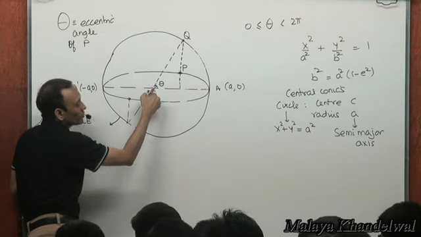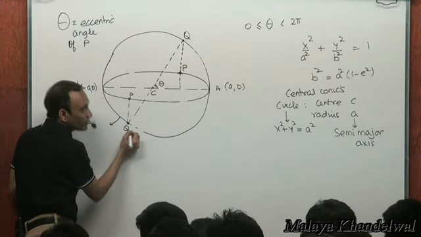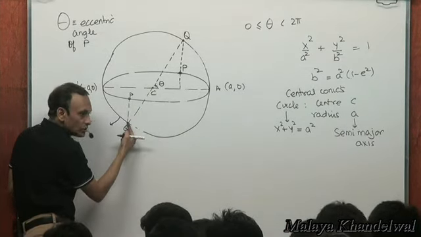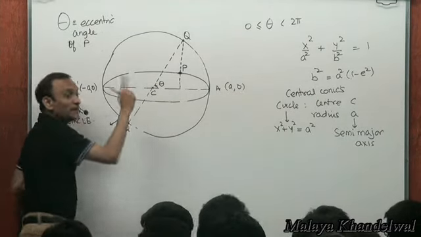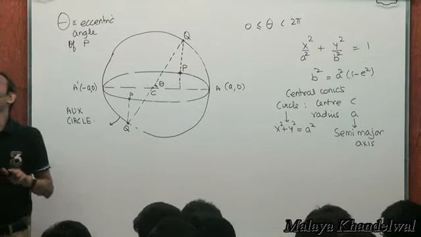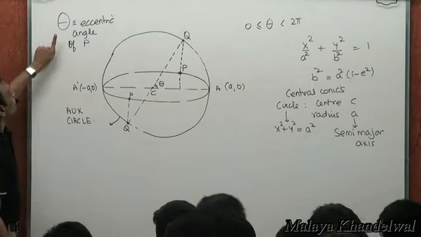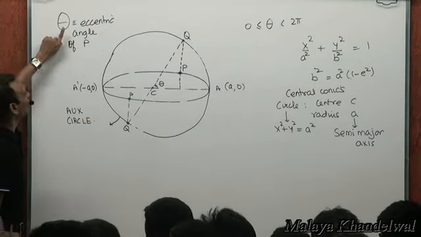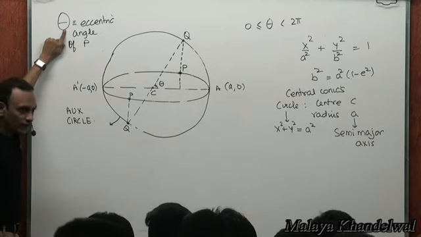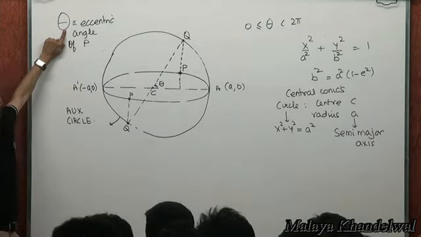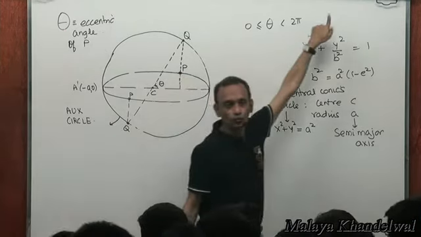Yes or no? So if this was P, then the corresponding point on the circle would be Q here, and Q I join to the center of the circle, and then the corresponding theta would be this. So for every P, there would be a unique theta obtained from corresponding points on the circle. Yes or no? And that angle theta is called the eccentric angle of the point P. Right? So for every point on the ellipse, I can find a unique eccentric angle lying between 0 and 2 pi. Right?